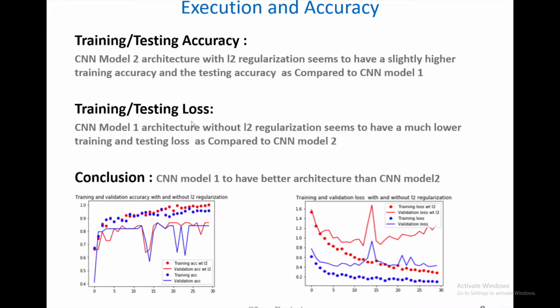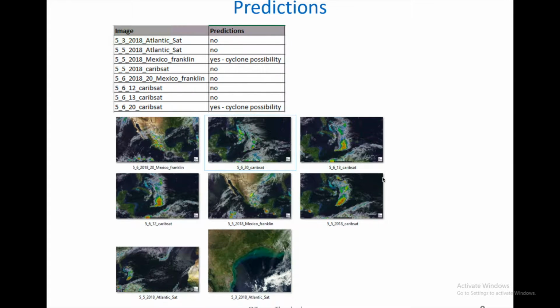Training and testing loss for the CNN Model 1 architecture without the L2 regularization seems to have been much lower than the training and testing loss of the CNN Model 2. So when you look at the two parameters of accuracy and loss, we can say that the CNN Model 1 has better performance over the CNN Model 2, and we move forward by selecting CNN Model 1 as the model for our project.